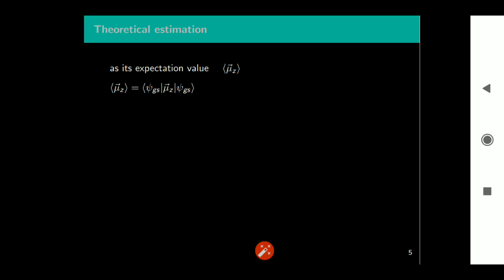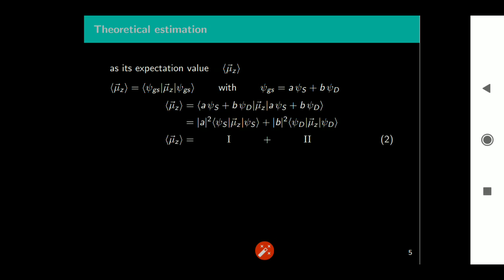So we have already derived in the previous class, in simple notation, that it is given as A psi gs plus B psi d. Using these, the magnetic moment is theoretically estimated in terms of the expectation value, separating out the wave function for the S state and the wave function for the D state separately. Then we get the two parts shown here.